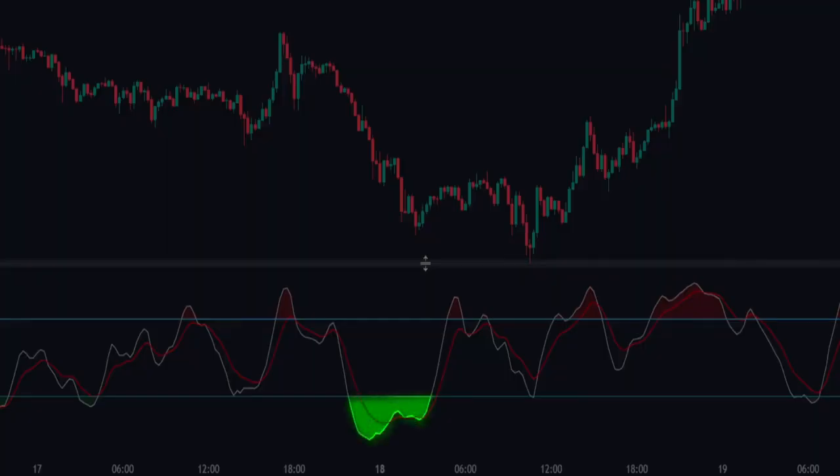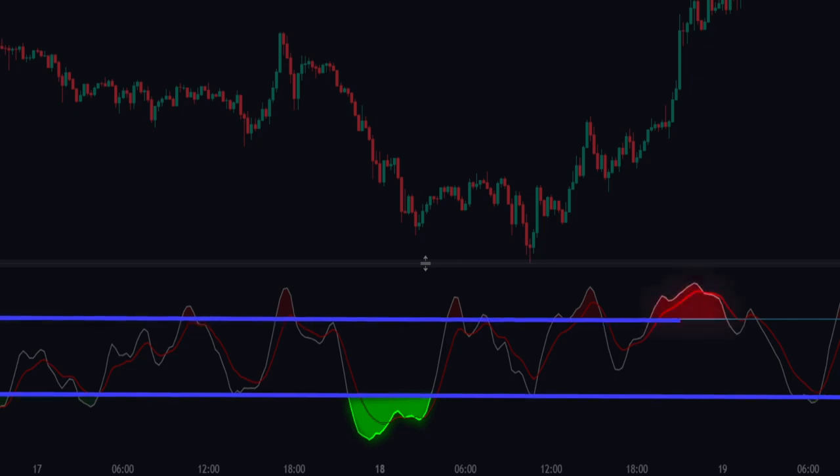The green field at the bottom represents an oversold market condition. It's created whenever the stochastic oscillator goes below this blue line at the bottom. And on the other hand, the red fields at the top represent overbought market conditions. And they are formed whenever the stochastic oscillator goes above this blue line.